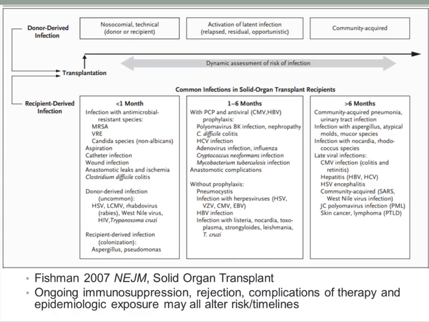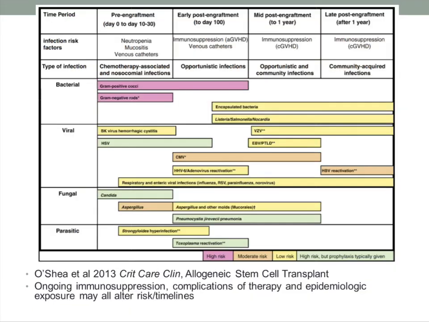This is a great slide from a paper from the New England Journal in 2007. I think most of you have seen it at this point, but I would encourage you to save this paper. It goes through the different types of infections at different time points after solid organ transplantation. What are the patients at the highest risk for? Of course, always remember, if they're having ongoing immunosuppression or rejection that requires treatment, it may reset the timeline. So they may not fit perfectly in these boxes. This is a similar one that was published in 2013 after allogeneic stem cell transplant. It really goes through the different risk factors by time period, with other things that the patient may have that push you one way or another, like a venous catheter or graft versus host disease, things like that.